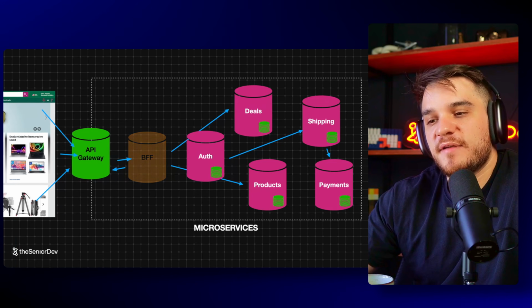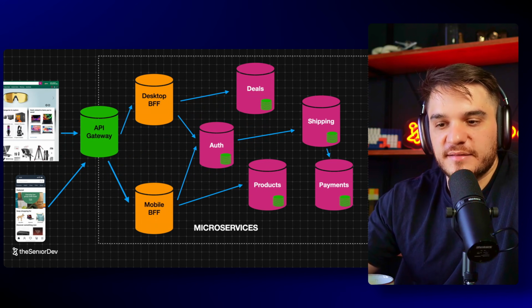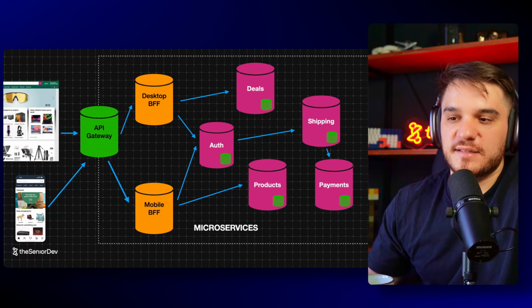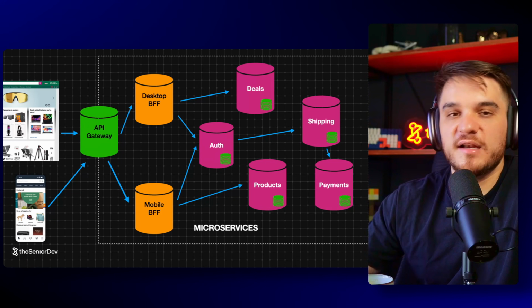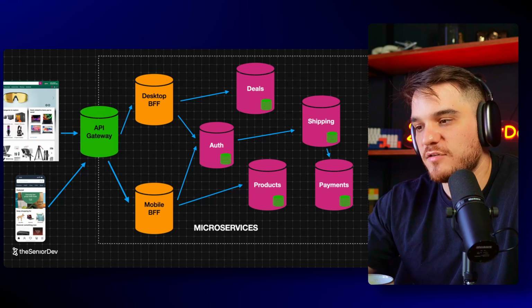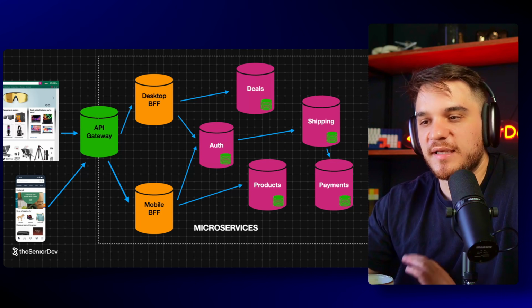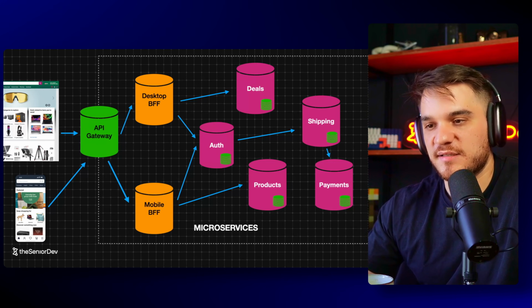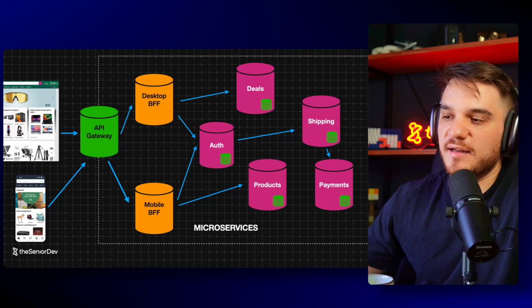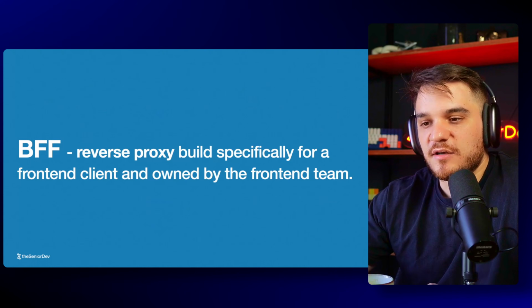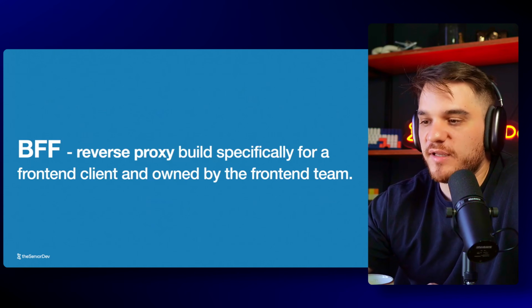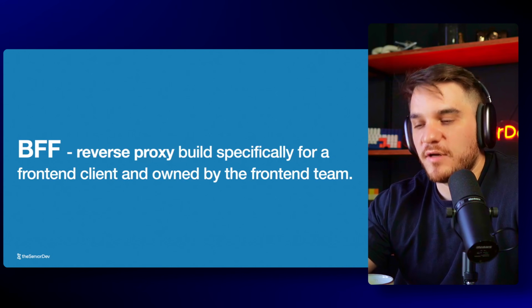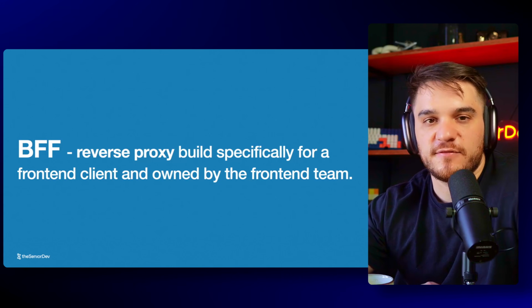The other advantage of the BFF is that you can build one for every client. So if you have very different data requirements between your mobile application and your desktop application, you can have a desktop BFF and a mobile BFF, but you don't need to change all the other microservices. So again, it's more of an organizational choice because you get a lot of speed. The mobile team can move very fast, the desktop team can move very fast, and in parallel, the backend teams are building the microservices. And so a BFF is a reverse proxy, just like the API gateway, but it's built specifically for a front-end client and usually owned by the front-end team. This is why even if you are a front-end engineer, you are expected to have some full-stack knowledge.